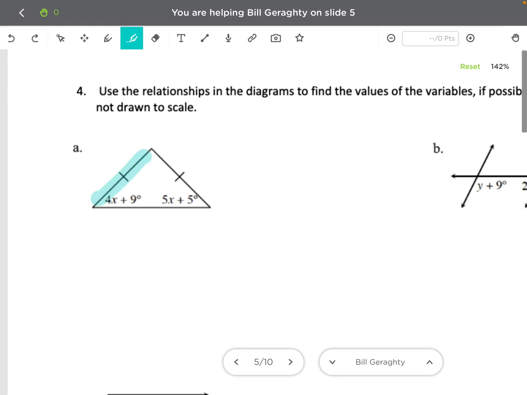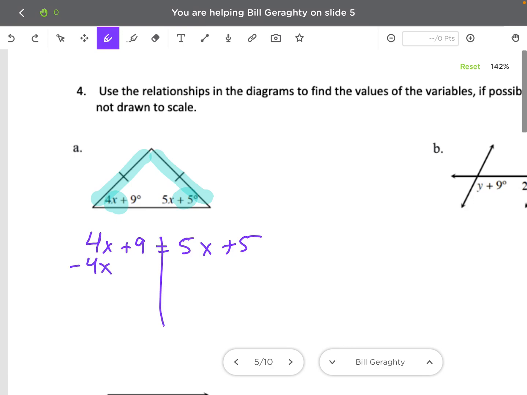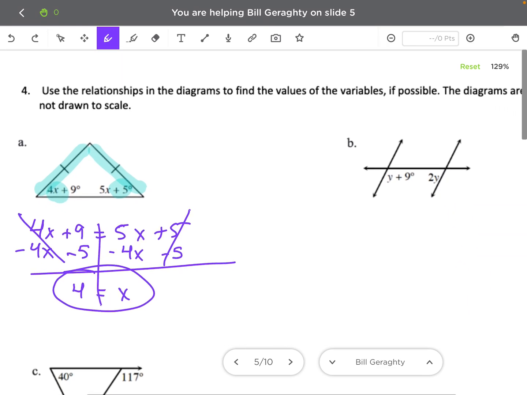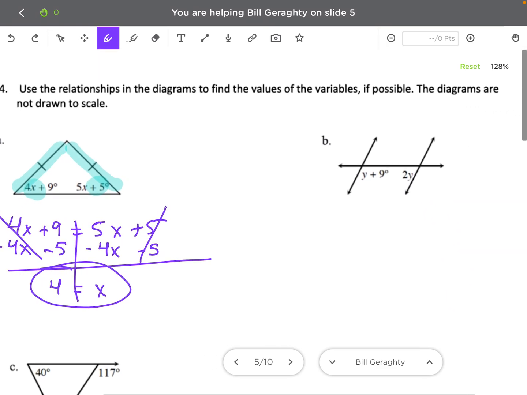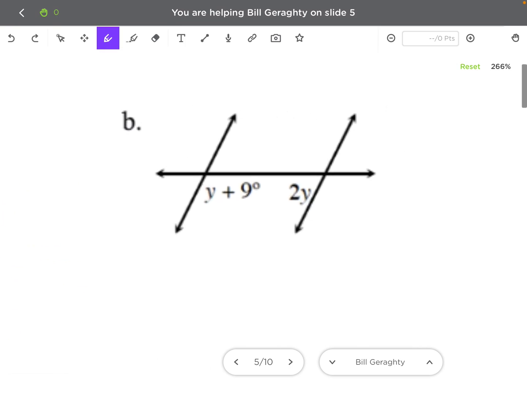So I see that this triangle is isosceles, which means if I folded it in half, this angle lands on top of that angle. Therefore, 4x plus 9 has to equal 5x plus 5. Okay, subtract 4x from both sides. I'm also going to subtract 5. So I have 4 is equal to x. Okay, so it says use the relationship in the diagram to find the value of the variables. The diagrams are not drawn to scale, so keep that in mind.